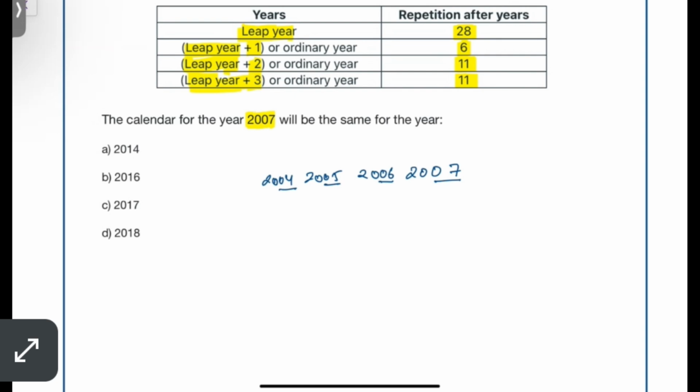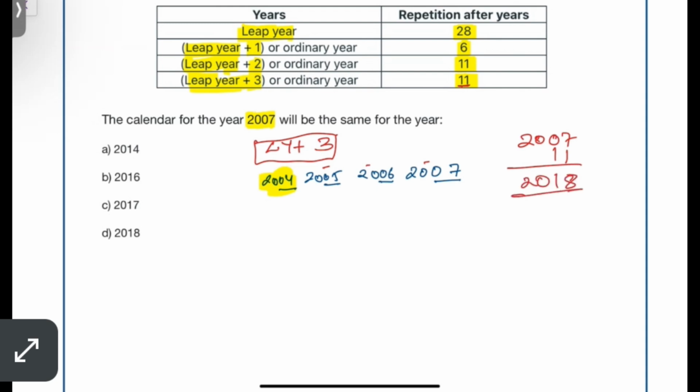So 2004 is a leap year. This one is a leap year. So 2007 is how much? Leap year plus how much? 1, 2, 3. Leap year plus 3 years. So the formula applicable for this one is 11 years. So 2007 plus 11. That means 7 plus 1 is 8 and 1.